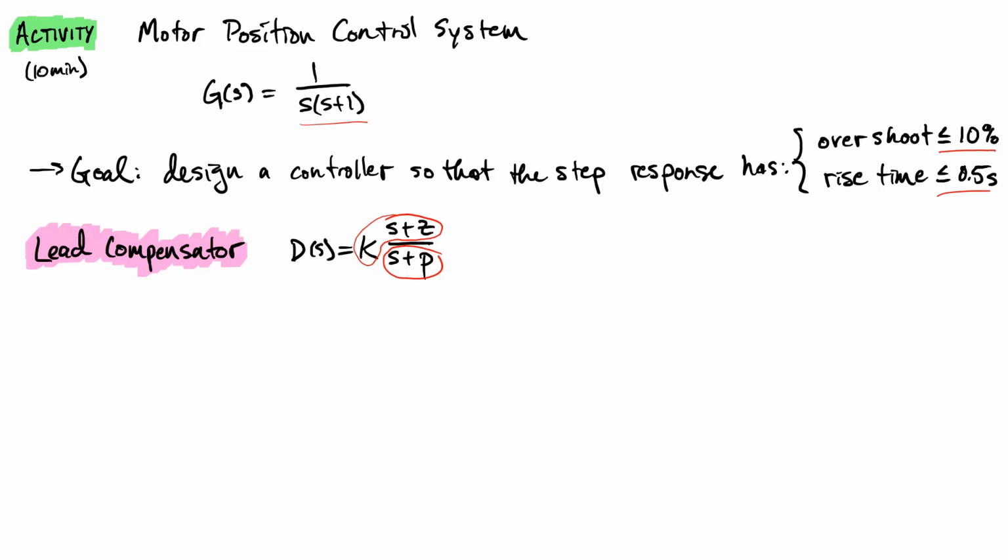So go ahead and open up the RL tool and either directly put in this transfer function for your controller, where you have to assign an initial value of Z and for P, or you can go through the edit compensator window on the RL tool that you already have open for the previous activities. So go ahead and give this a try and then we'll go through it together.